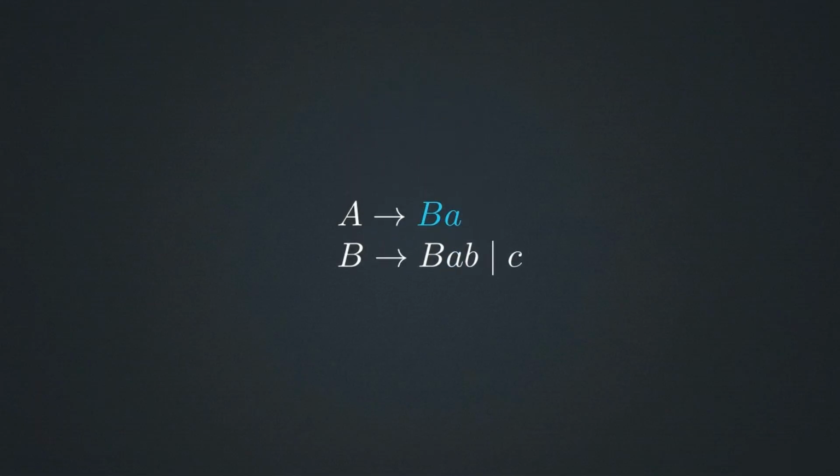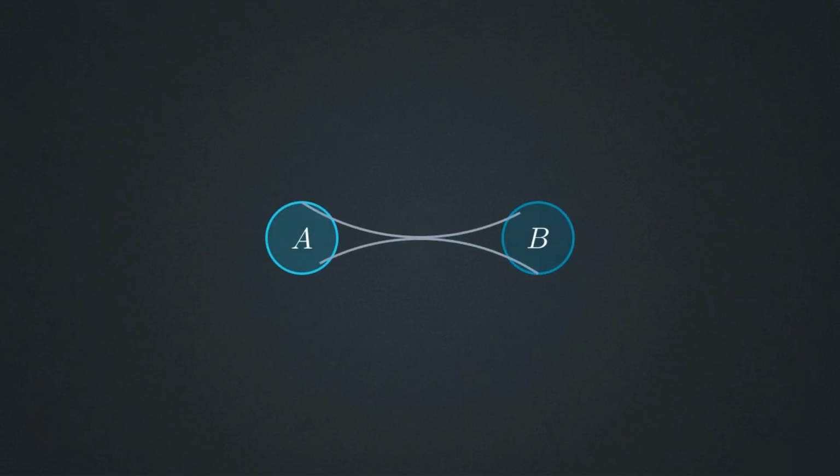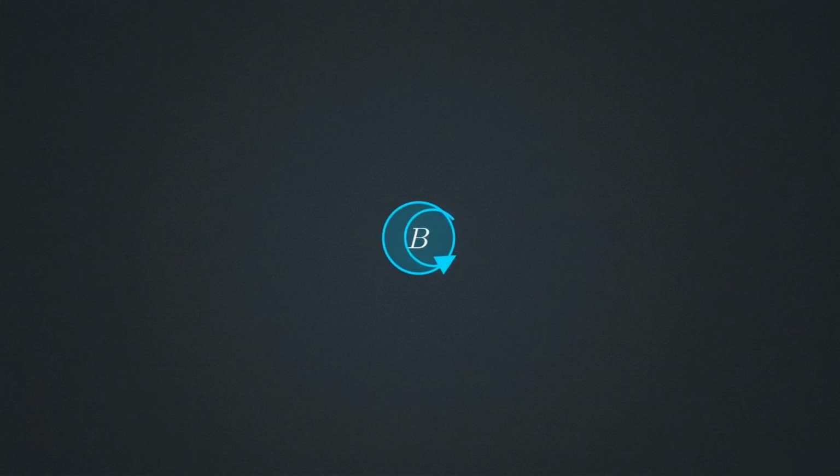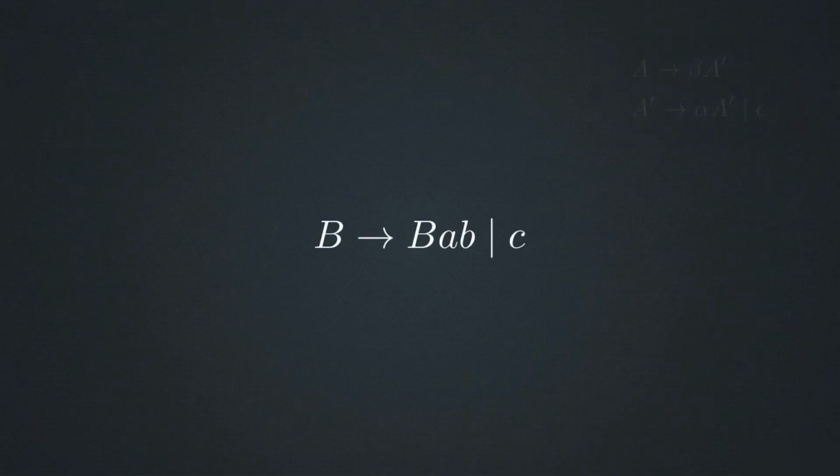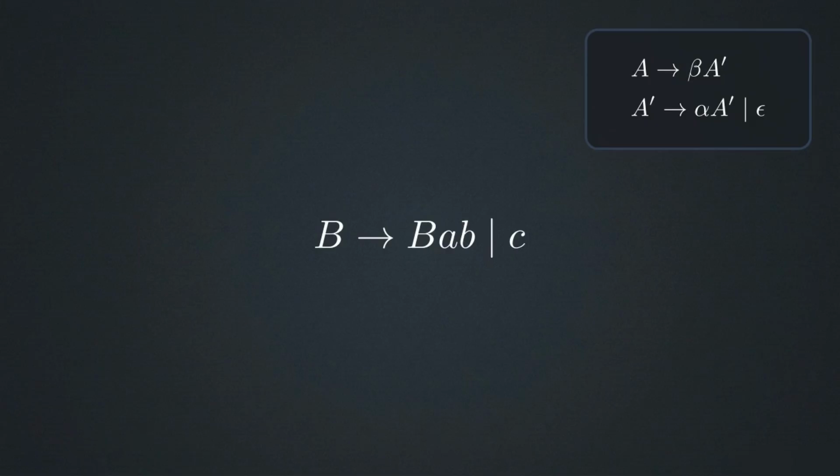To fix this, we have to force the recursion out into the open. We take the production for A and substitute it directly into the rule for B. B now produces BAB or C. Notice the result. B immediately calls B. We have successfully converted the hidden loop into standard, direct left recursion. Indirect left recursion is just direct recursion spread across multiple steps. Once you substitute your way down the chain to expose it, the problem is ready to be solved.